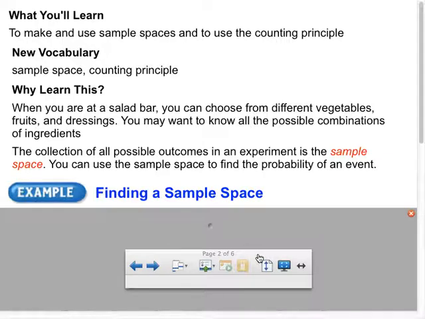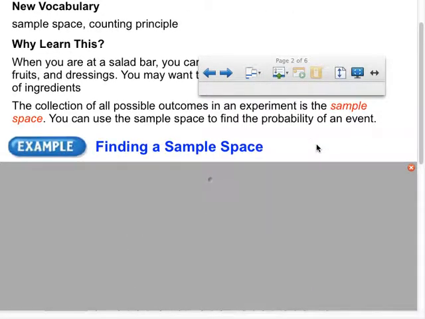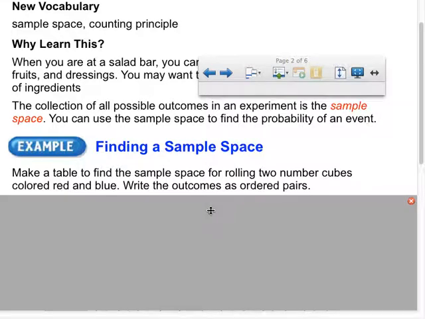Okay, so let me give you an example. Here's the example, and then we're going to make our own sample space. So what I need you to do is we're going to make a table to find the sample space for rolling 2 number cubes. One's red, one blue. Okay? We're going to use this to represent all the possible outcomes. And we're going to represent each outcome as an ordered pair.